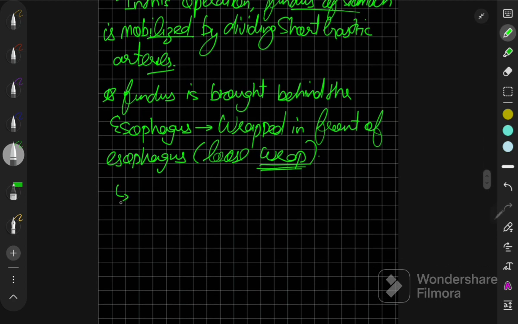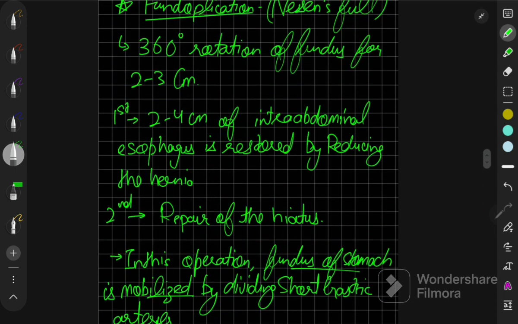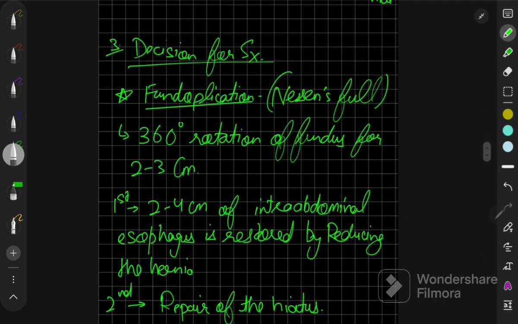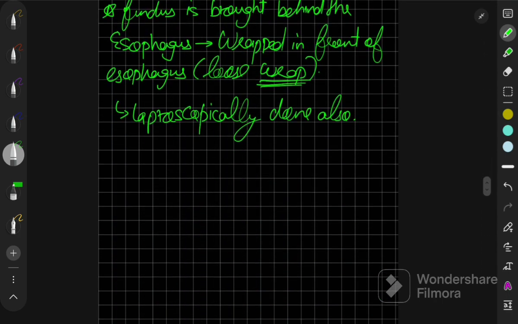And we can do this procedure laparoscopically also. There is early recovery, early discharge of the patient within 1 to 2 days. Mortality and morbidity is reduced. This is most popular these days. Then this is the total full fundoplication.